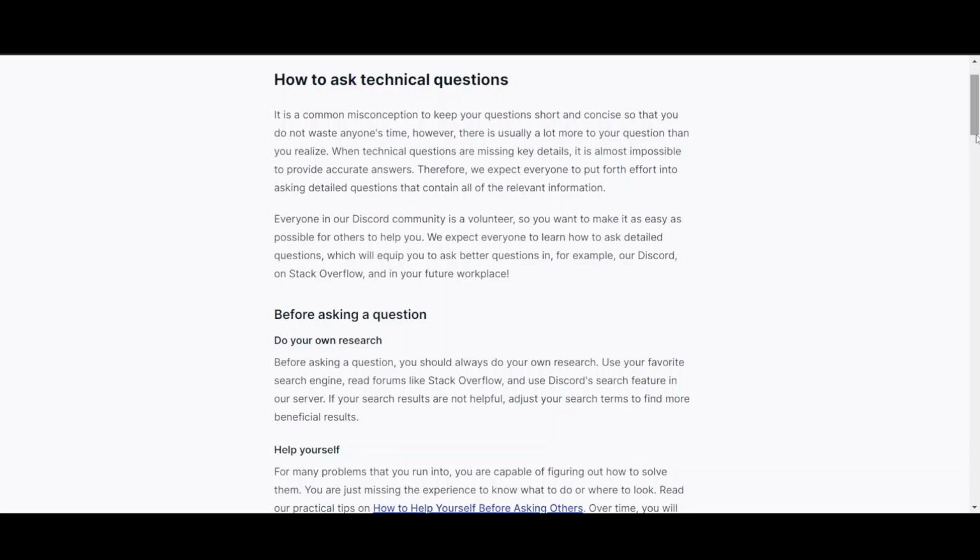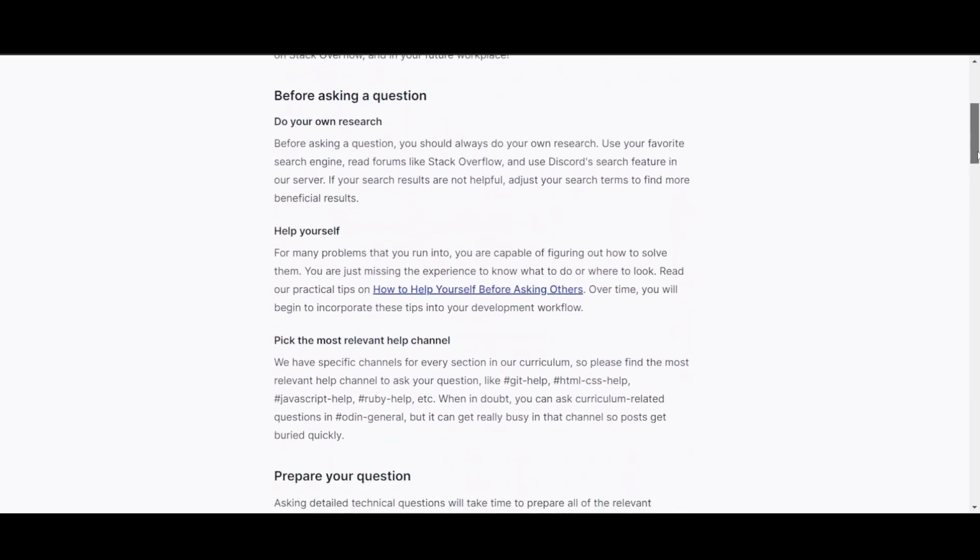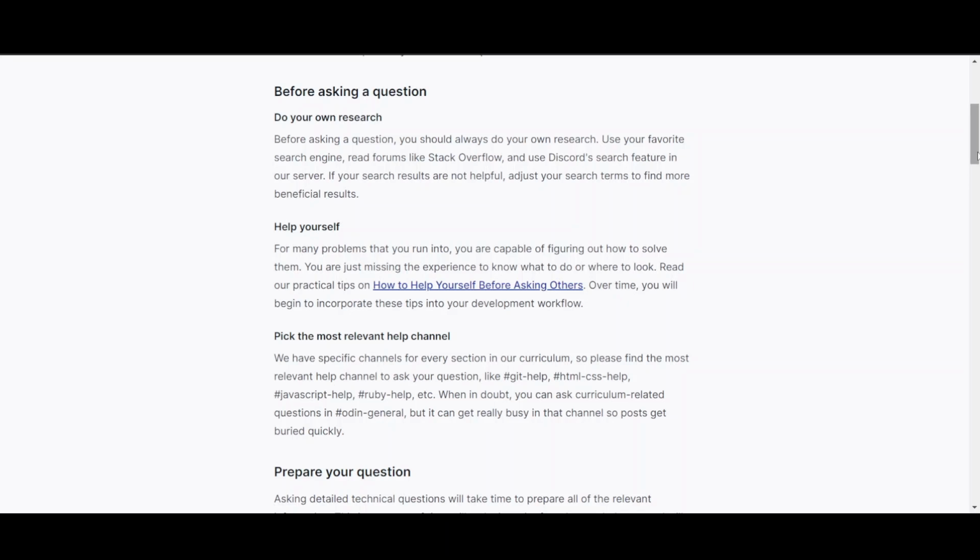that I'm using and trying to troubleshoot. So it's good to be assured of researching as the first step. Help yourself. For many problems that you run into, you are capable of figuring out how to solve them. You are just missing the experience to know what to do or where to look. Read our practical tips on how to help yourself before asking others. Over time, you will begin to incorporate these tips into your development workflow.